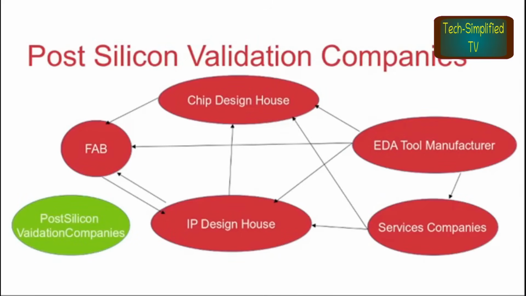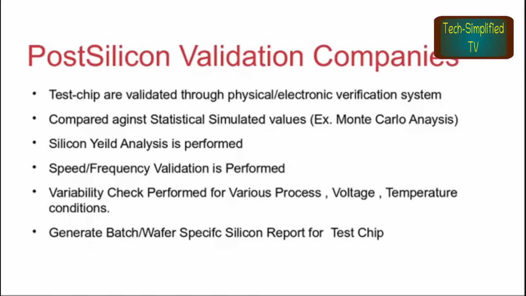Now, summing up all these things, the chip is designed. When it is done, it goes to the fab, and the fab manufactures it in silicon. It comes back to the chip design house. The post-silicon validation company could be inside the chip design company or a separate outside company. Once the silicon is made, they will make the test chip. The test chips they will validate through the physical and electronic verification system. So they will be physically verified and compared to the software testing which has been done before the tape out. Multiple things will be compared as per the stimulus. They will be compared against the statistically simulated values like Monte Carlo or something.